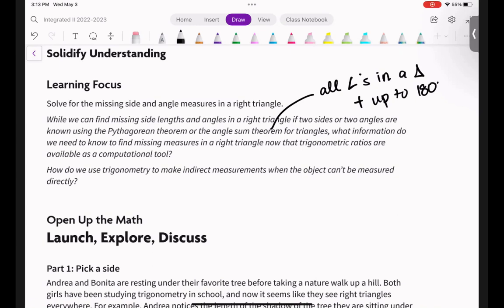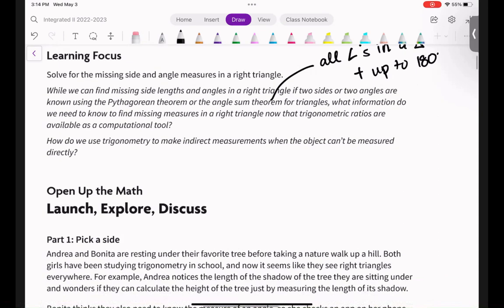What information do we need to know to find the missing measures in a right triangle now that trig ratios are available as a computational tool? So basically, how can we use trig to further this knowledge beyond the Pythagorean theorem, beyond the triangle sum theorem? So how do we use trig to make indirect measurements when the object can't be measured directly?